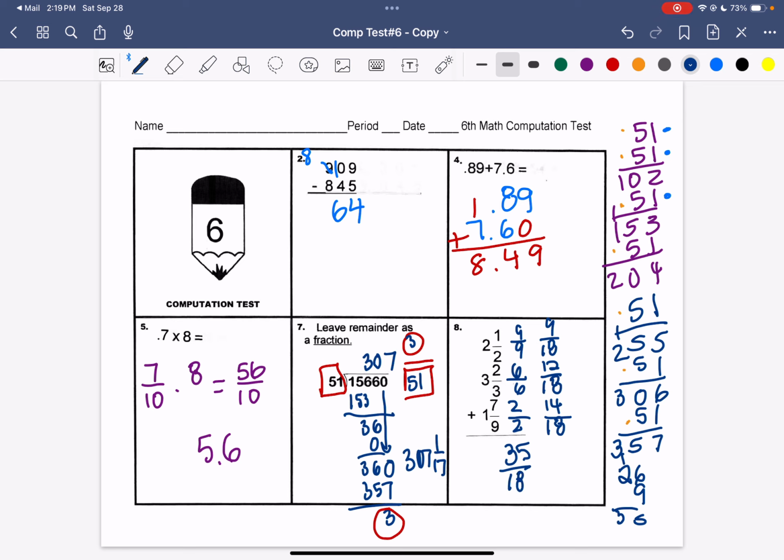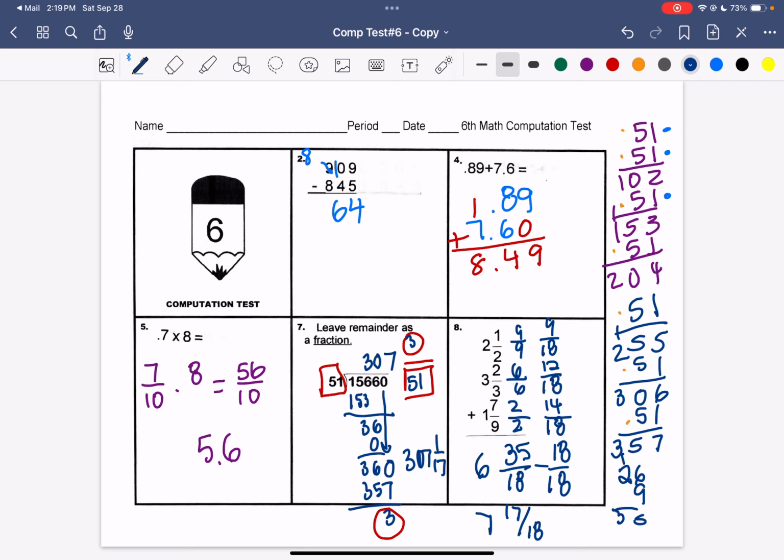But let's not forget about the whole numbers on the side. So 2 and 3 is 5 plus 1 is 6. I'm going to take one whole number out. And so that becomes, when I take out that 1, I'm going to add it to the whole number. So it becomes 7 and 17/18.